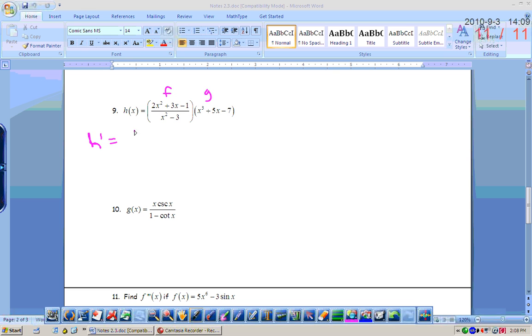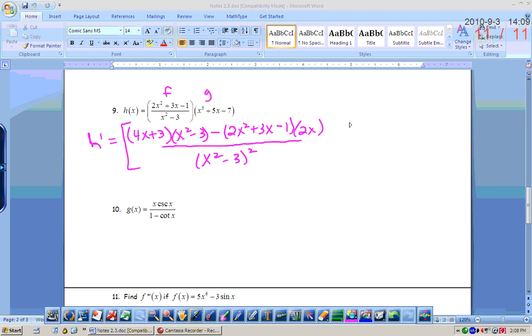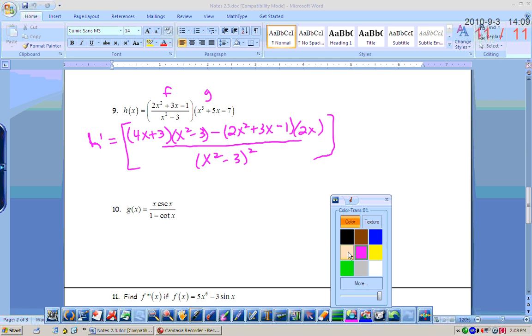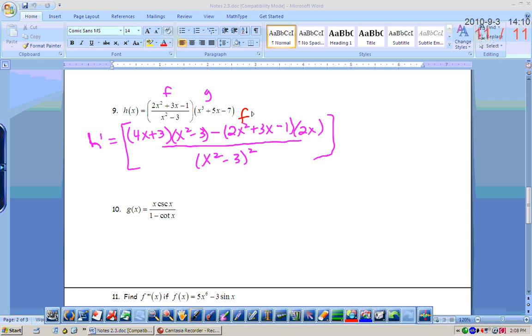So the derivative of the top is 4x plus 3 times the bottom minus the top times the derivative of the bottom, all over low squared. I'm making you laugh. That's good. Okay, so what I have done here, all of that work right there was just my f prime.